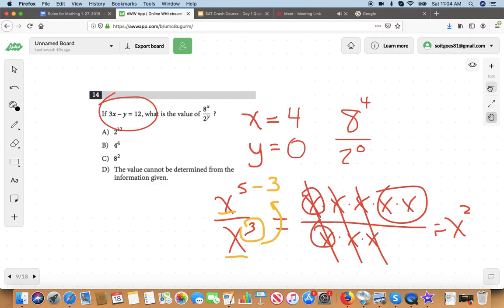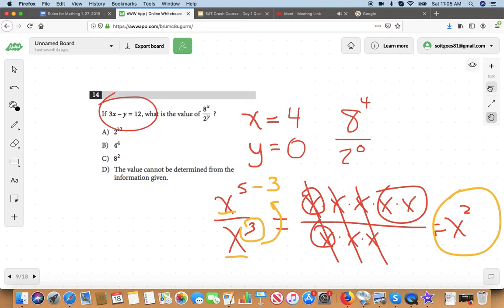But anyway, so x to the power of 5 minus 3, 5 minus 3 is 2. So x to the power of 2, which is what we got right here. Thinking in more concrete terms about what the notation means. Does that make sense? Yes. Okay.